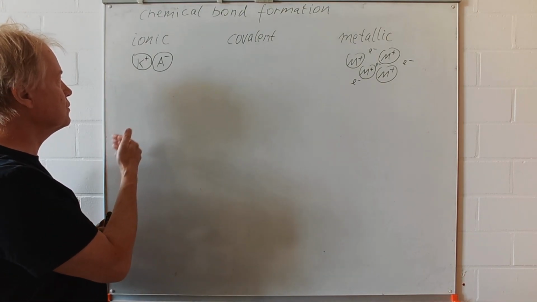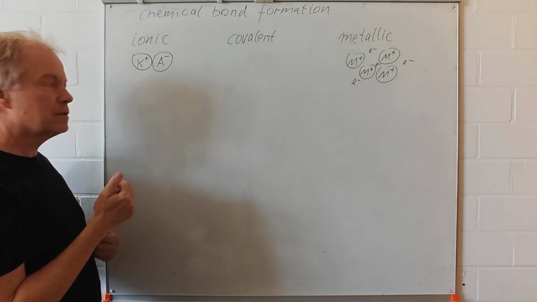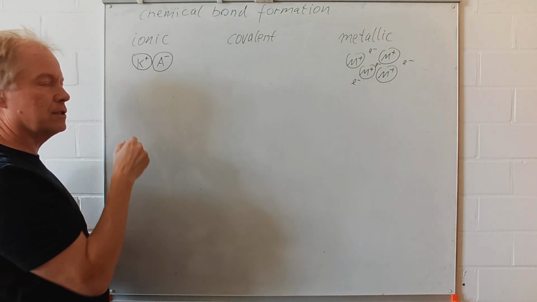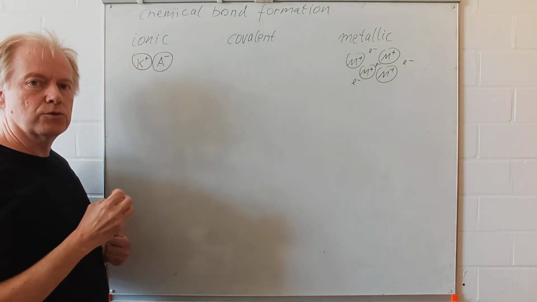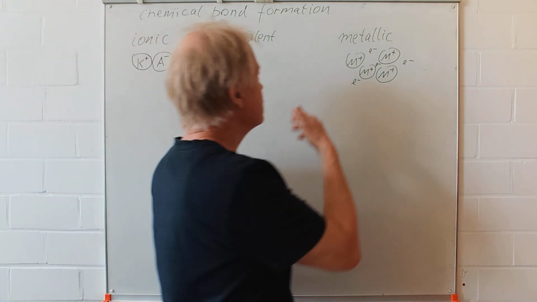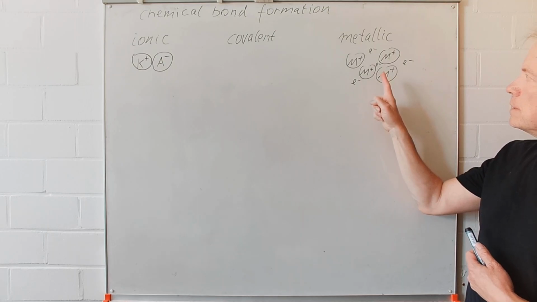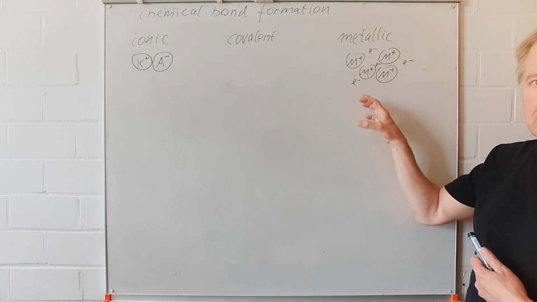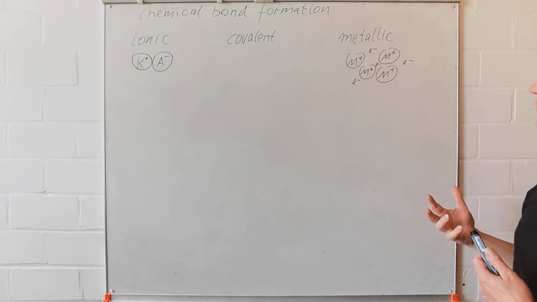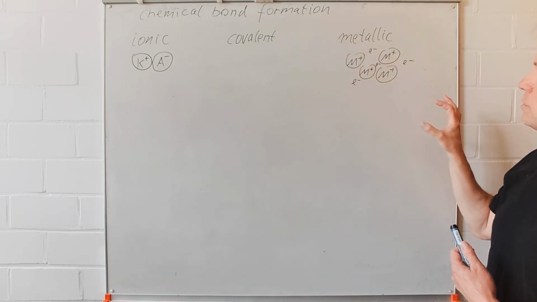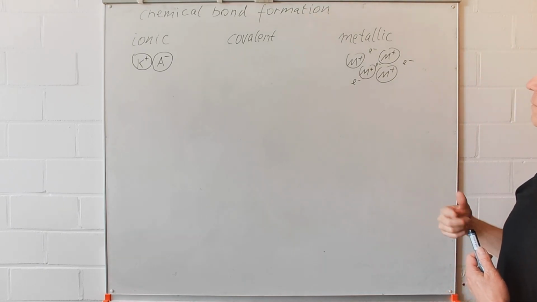For ionic bonds, we have cations and anions. They will interact electrostatically and will form a crystal lattice. On the other side, we have the metallic bond. It consists of metal cations which are surrounded by some kind of electron gas. These electrons are responsible for the conductivity of the metal.